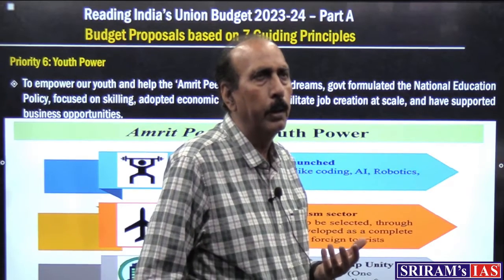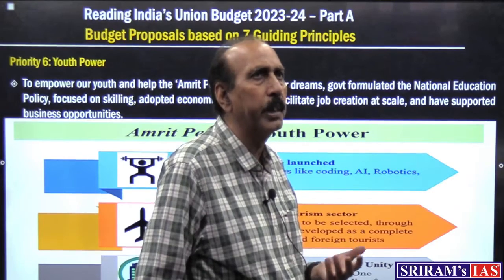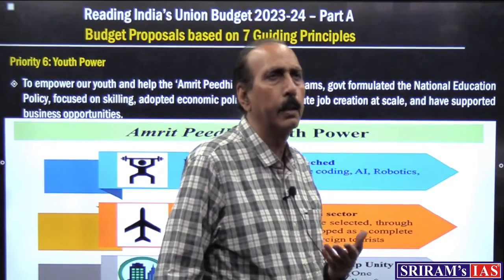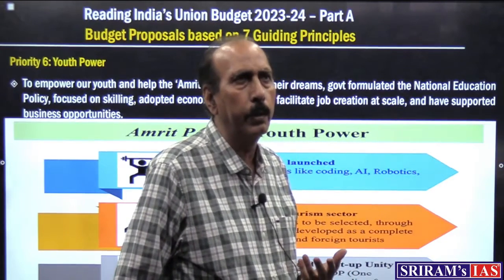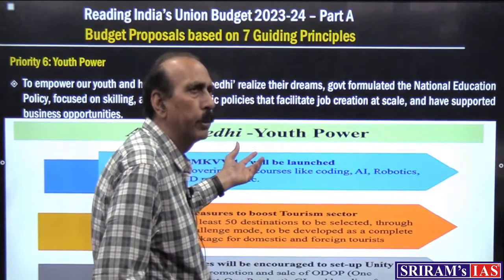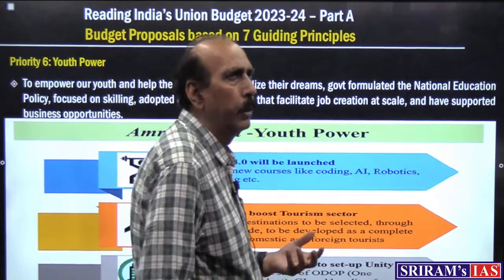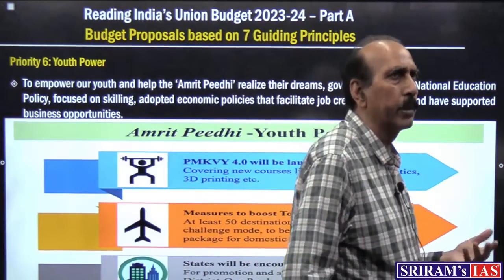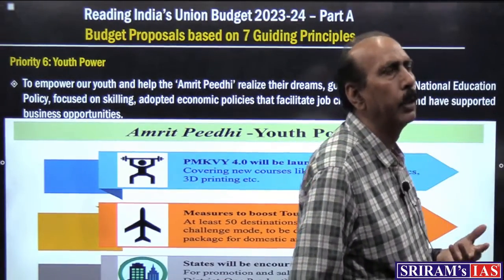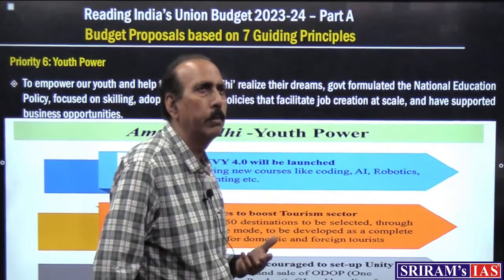If you go by statistics, not more than 10% of the working population can be considered to be skilled. And therefore, 90% of the working population is either semi-skilled or unskilled. And that's why this is one of the focus areas of the Amrit Kaal, that youth has to give their next 25 years to the country. But they can give the next 25 years to the country only when they are adequately skilled.